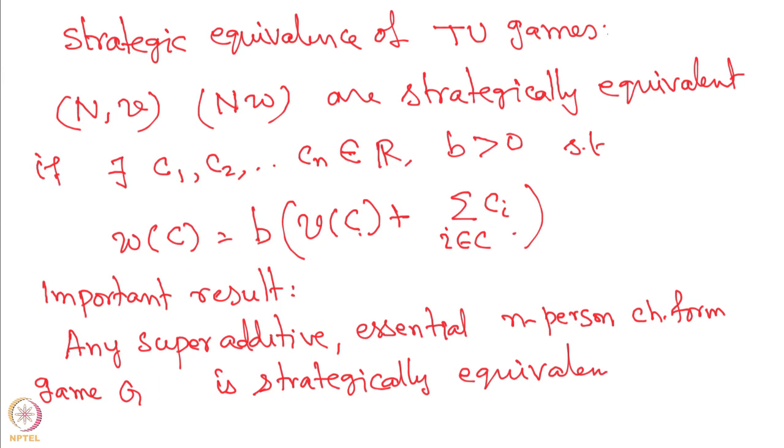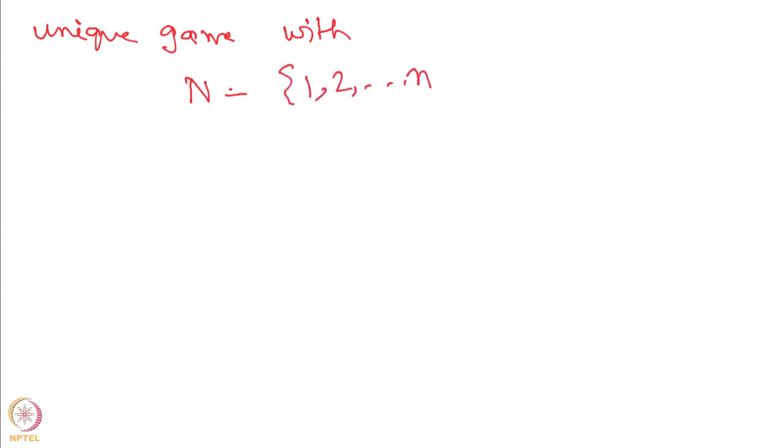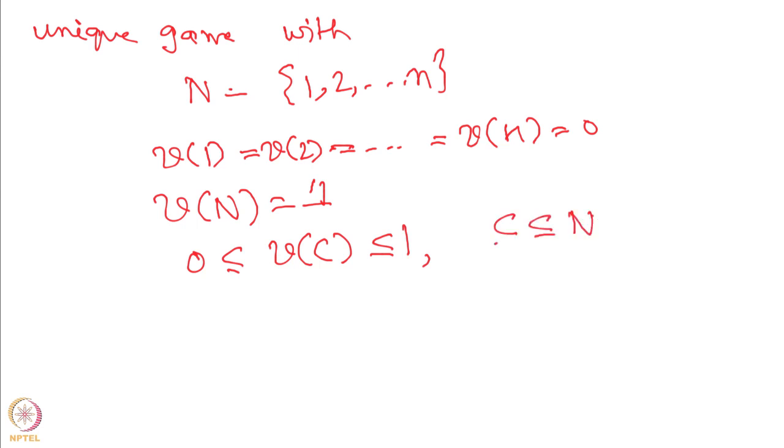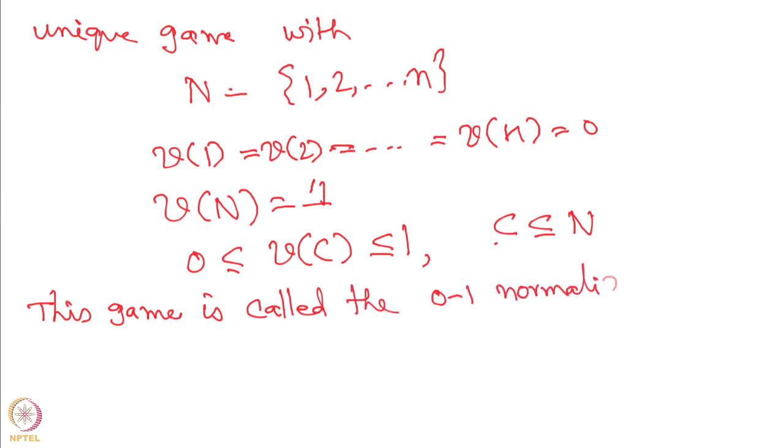to a unique game with n players, where v(1), v(2), ..., v(n) all individually get zero, the total worth is 1, and 0 is less than or equal to v(C), which is less than or equal to 1, for all C contained in N. The total worth is 1 and individually they are all getting 0, and then the worth of any coalition is between 0 and 1. So, this game is called the 0-1 normalization of the original game.